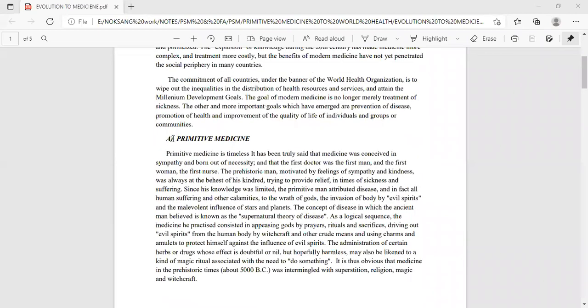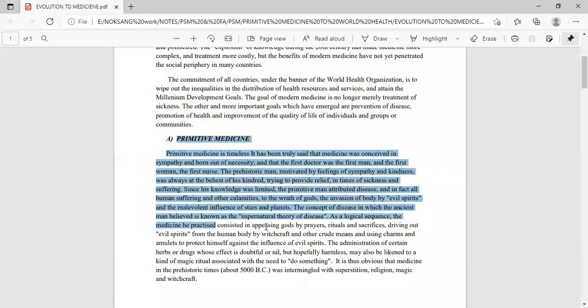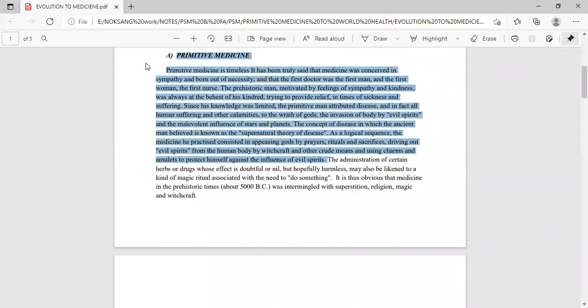So write down this one. Don't write A, just write primitive medicine, and you write till here. You can start with this. It can come as a short note. Primitive medicine.